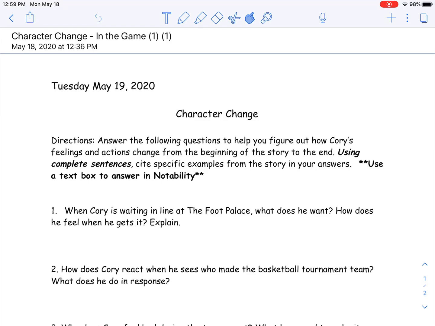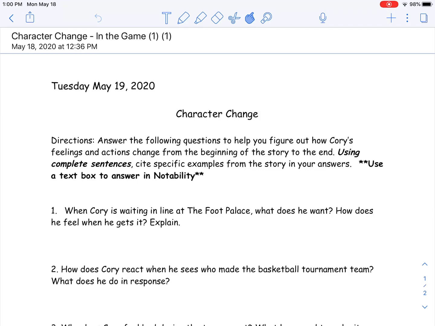Remember, we're still using that RACE strategy, so restate the question, then answer it, and as necessary, provide details from the passage to support your reasoning and your thinking. I'm going to get you started on each of the questions, and we're going to discuss them. Again, a strategy: pause the video after each question and answer it.